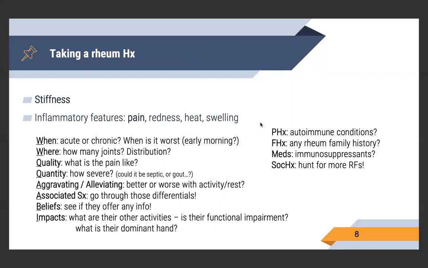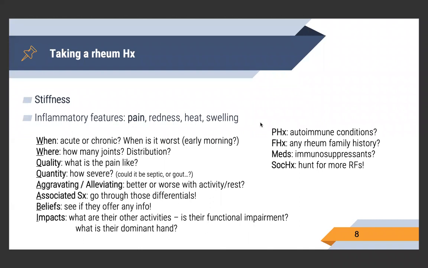Your WWQQAA, which by now we should be able to nail, but remember at the end of the day, we're looking for that PISA classification. Where does it fall under that? And all these questions you're asking are for that reason, to put it in that categorization, particularly to find out if it's inflammatory or non-inflammatory, which is a really fundamental thing. And then in the past history and stuff, you can hunt around and suss out other autoimmune stuff and other family history things, as you guys would know.